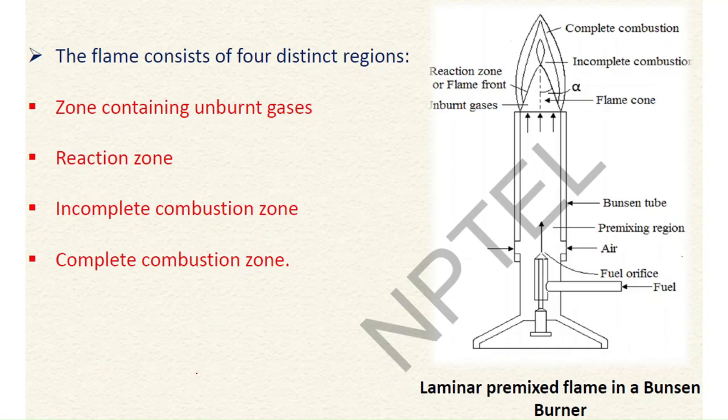Coming on to the parts of a flame. A flame consists of four distinct regions: the zone containing unburned gases, and then the reaction zone. This is the reaction zone, the flame front.